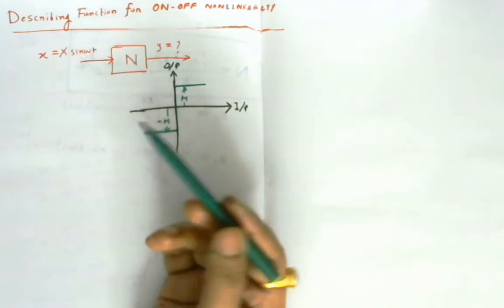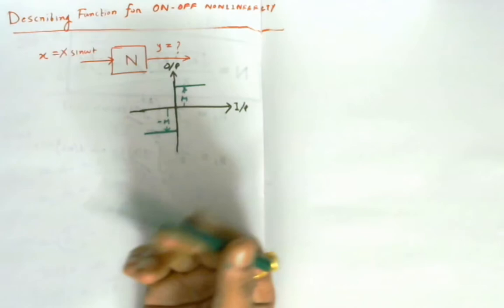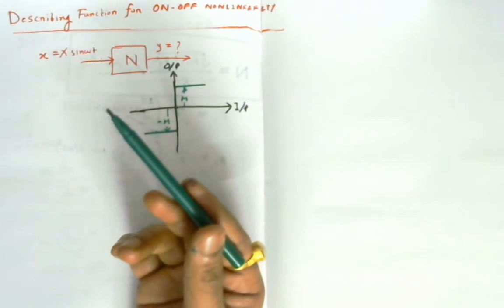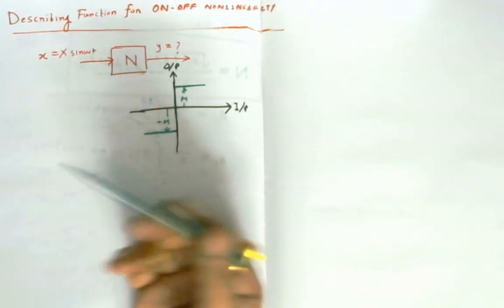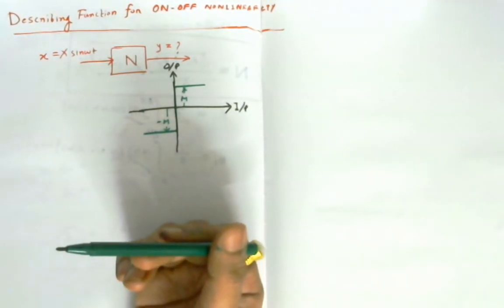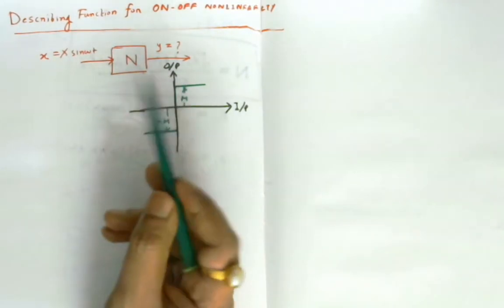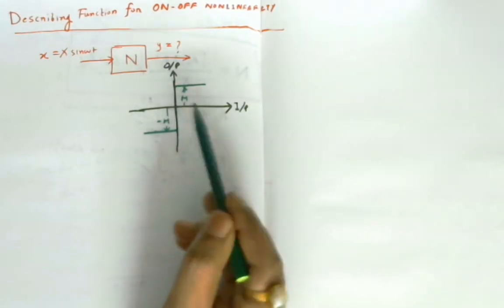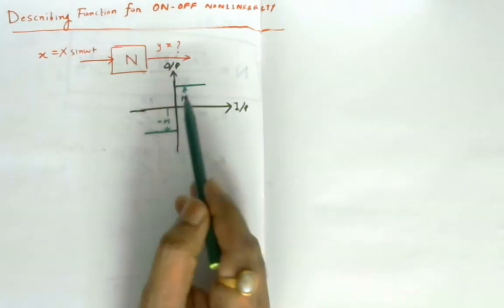For odd wave symmetry, you know that A1 must be 0. So if you find out the symmetry, there is no necessity to find A1. You only need to find B1. So in this case, the amplitude of the output fundamental is only B1. That's why I'm going to draw the output waveform. But before I draw the output waveform, first of all I must draw the characteristic curve. And remember, this is the input axis, this is the output axis.